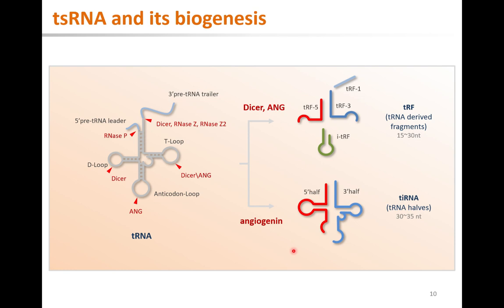Now we will talk a little more about a new small RNA class, that is tRNA-derived small RNAs, or tsRNAs. tRNA molecules can be cleaved in the anticodon loop region by angiogenin, which is upregulated under cell stress conditions, hence the name tiRNAs, for stress-induced tRNAs. tiRNAs are about half the whole tRNA size. They are also called tRNA halves, the 5' half and the 3' half. Angiogenin and Dicer can further cleave the tRNAs into shorter pieces of tRNA-derived fragments, or tRFs, producing tRF5, i-tRF, tRF3, and tRF1 based on the fragment locations in the full tRNA.